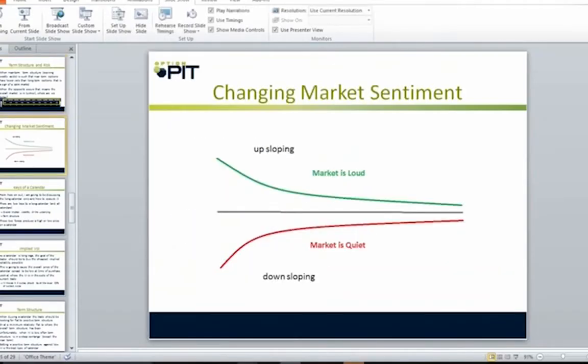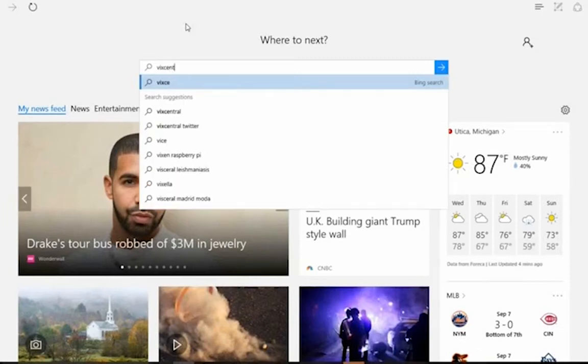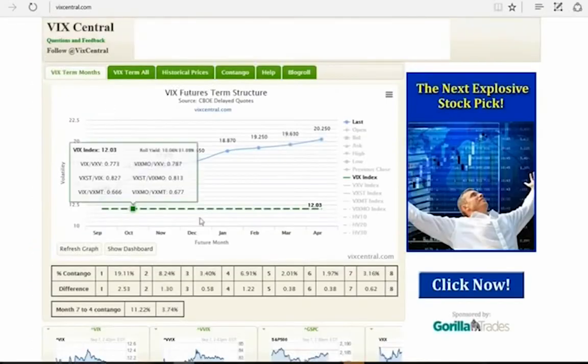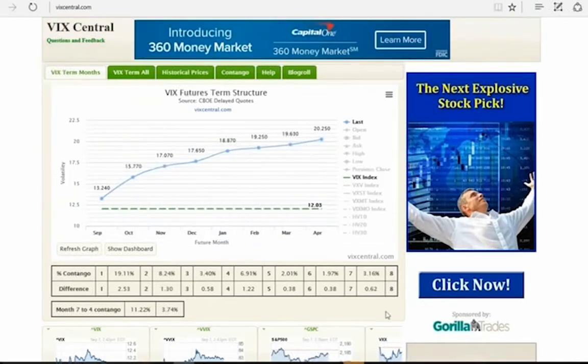If I pull up VIX Central, which is one of my favorite websites, in the world's slowest internet. This is what the VIX term structure looks like right now. This is what perceived risk is in the S&P 500. Is the market quiet or loud?